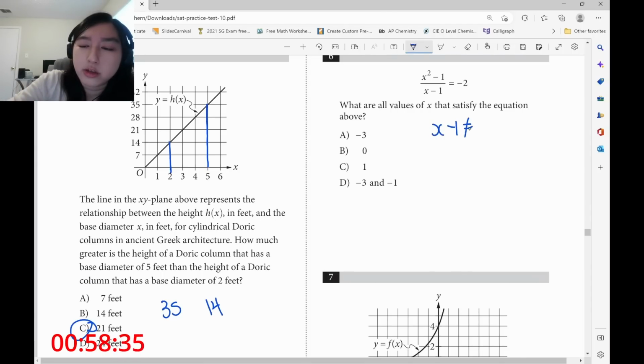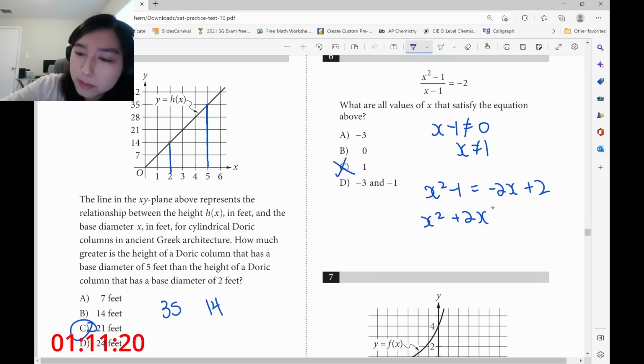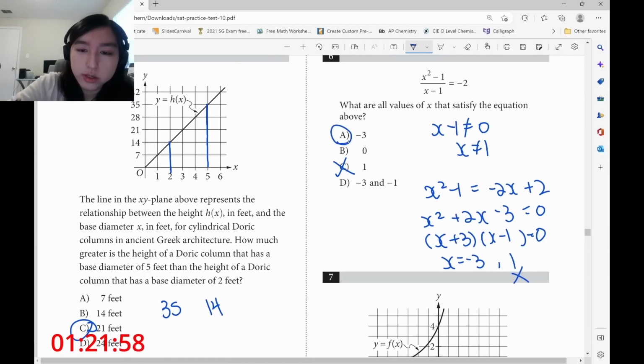What are all the values of x that satisfy the equation? Well, x minus 1 cannot equal 0, so x cannot equal 1. We can cancel that out. And then we also have x squared minus 1 equals negative 2x plus 2. So x squared plus 2x minus 3 equals 0. x plus 3, x minus 1 equals 0. x equals negative 3 or positive 1, which we said couldn't work. So it's going to be A.